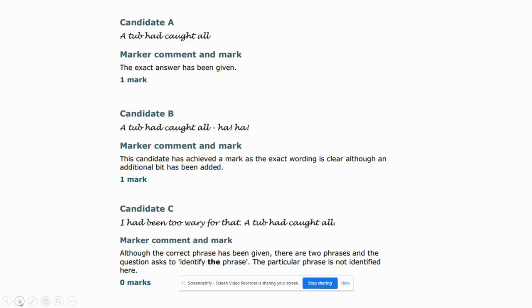Candidate C has put, "I had been too wary for that. A tub had caught it all." Now, this one didn't get awarded any marks, and you might wonder why, because the phrase is there. It's because, although the correct phrase has been given, there are two phrases, and the question says identify the phrase. The particular phrase has not been identified there. So be careful that you do exactly as the question wants you to do, because it's easy to slip and miss some of those easy marks.